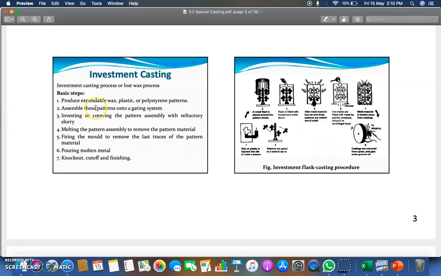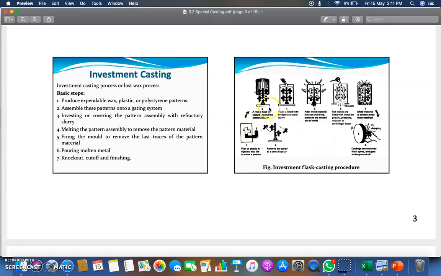Now, what are the basic steps to prepare investment casting parts or components? The first step is to produce expendable wax, plastic or polystyrene patterns. Here you can use these three materials for the preparation of patterns: wax, plastic, and polystyrene. The second step is to assemble these patterns onto a gating system.